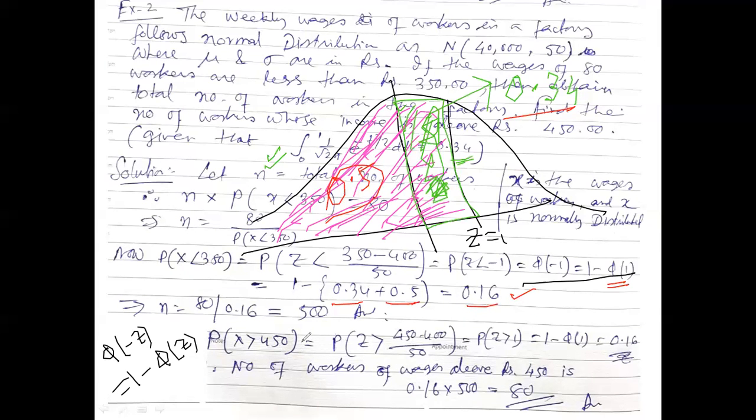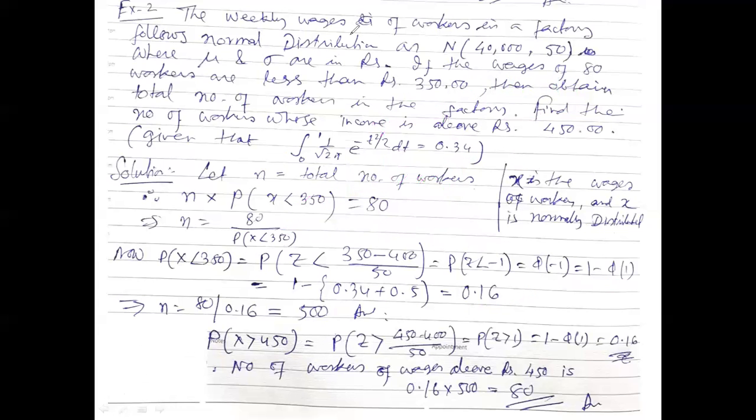But basically, the easiest way for a normal distribution example is to draw the curve and try to understand what is the actual area we have to find. Now it's almost completed. P of x less than or equal to 350 is equal to 0.16. So we can easily calculate n is equal to 80 by 0.16, that is 500. Quite a simple calculation.